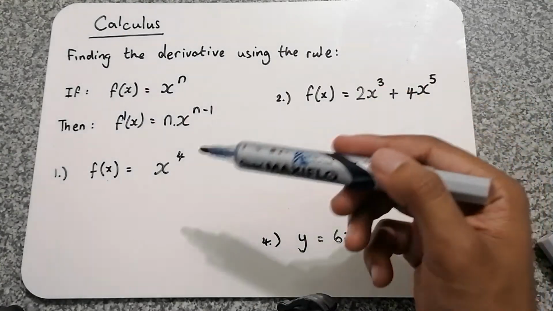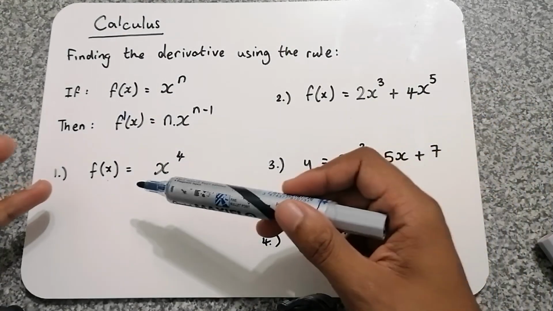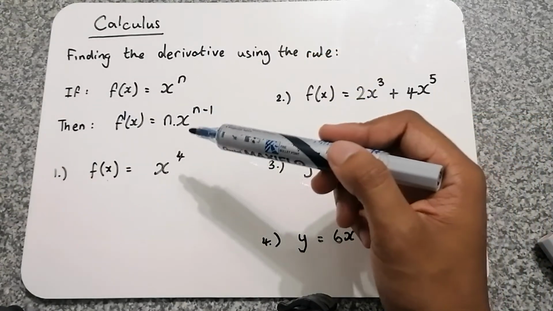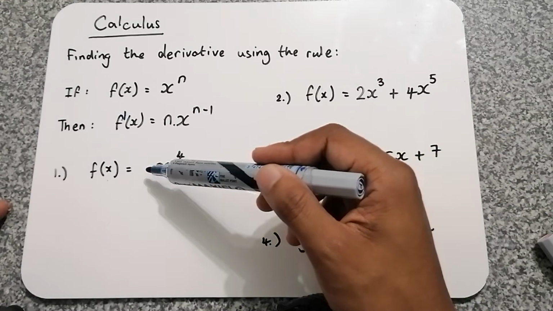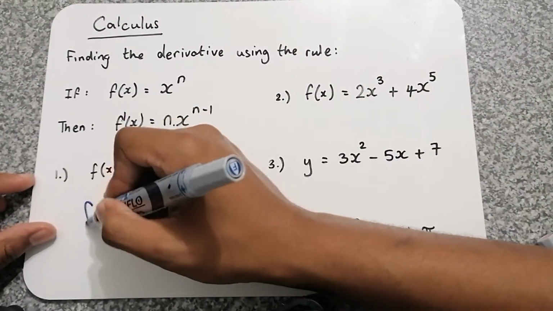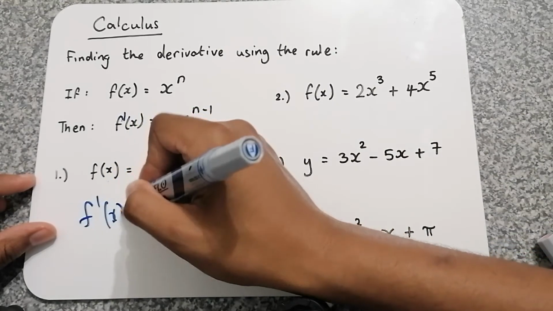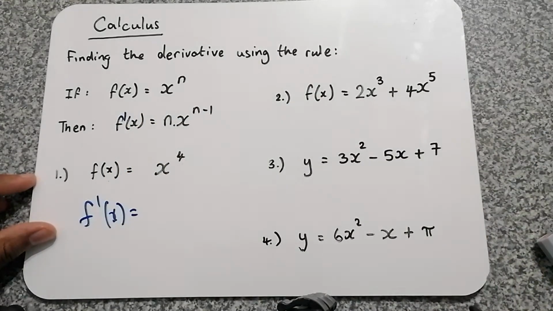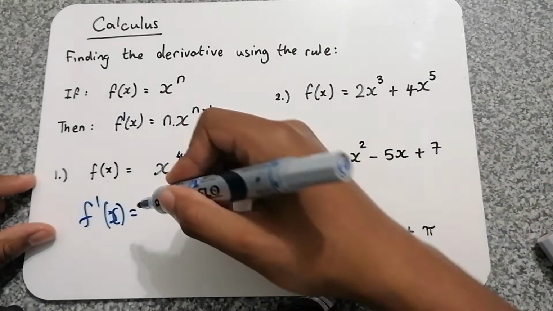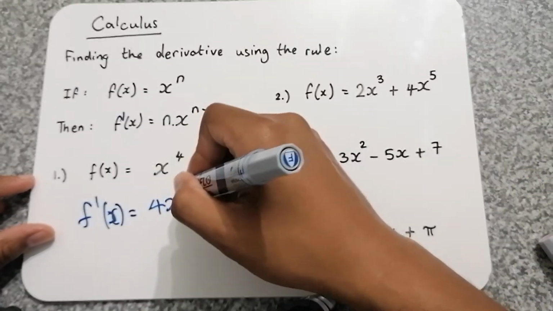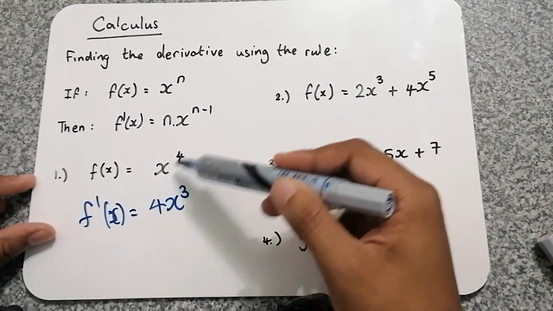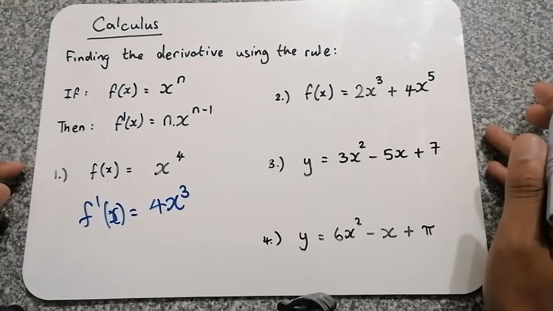So if we look at a first example, here we have f(x) equal to x to the power of 4. If I want to apply this law, I need to multiply by the 4 in front and then subtract 1 from that exponent. So the derivative of this function, f'(x), will be 4x cubed. We multiply it in front, then we subtract 1 from that exponent.